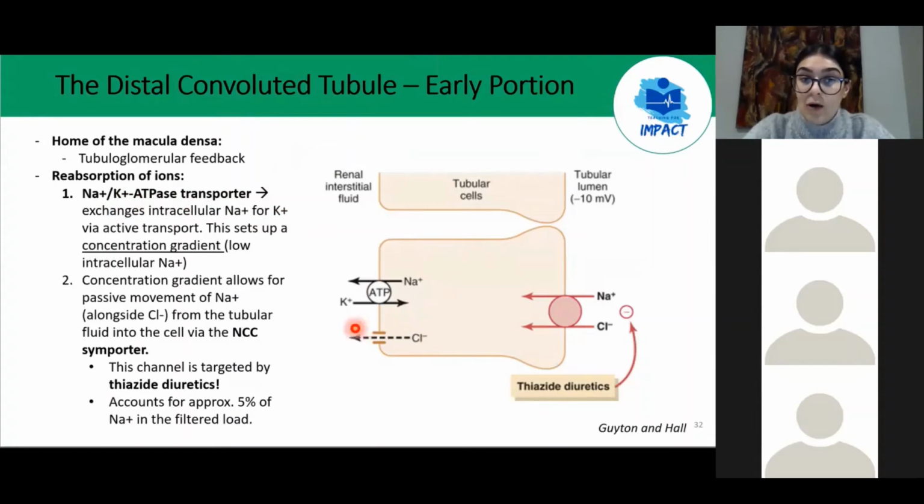Similar to our previous couple of slides, this sets up the concentration gradient by pumping all the sodium out. That way, our sodium and chloride can move into the cell really easily via the NCC, or sodium-chloride symporter. And this is what's targeted by thiazide diuretics. So when we block that off, we don't absorb the sodium, and we pee it all out along with the water.